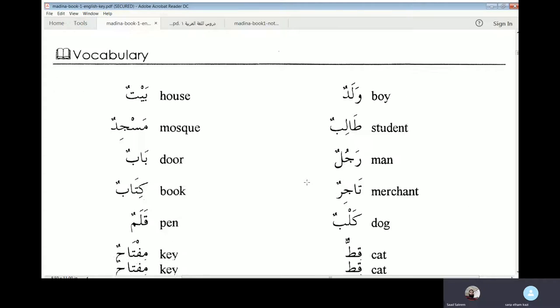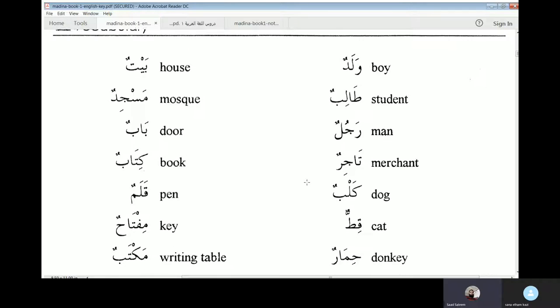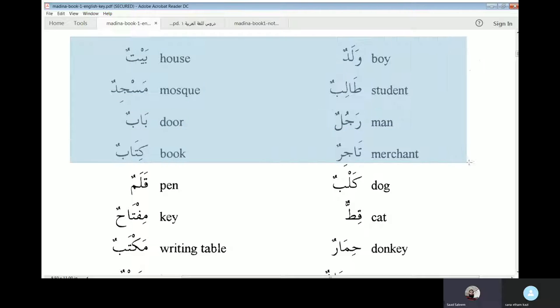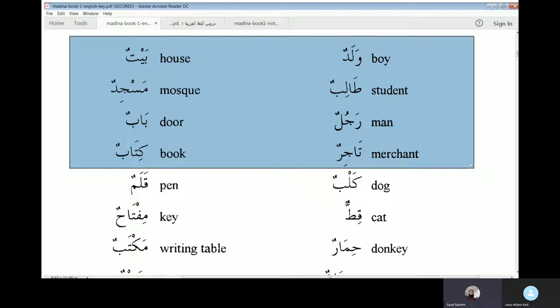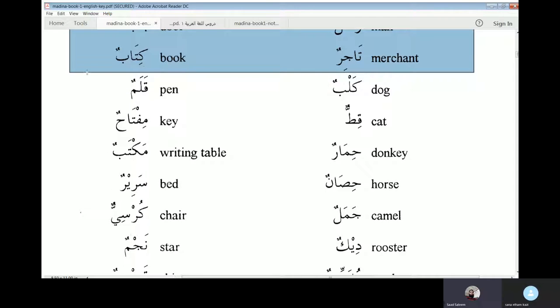What is it known as? Can you repeat, please? It is also known as Hamza Istifhamiya. Istifhamiya, okay. Okay, Mr. Mujaddid, read all these words. Waladun, baitun, talibun, masjidun, rajulun, babun, tajirun, kitabun. Ms. Sana, can you read the rest of the words?